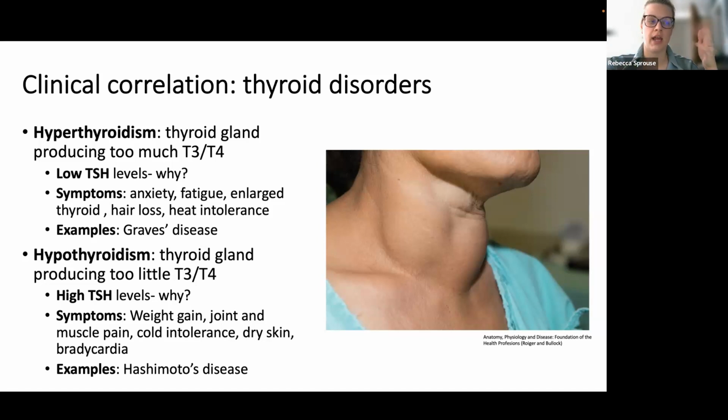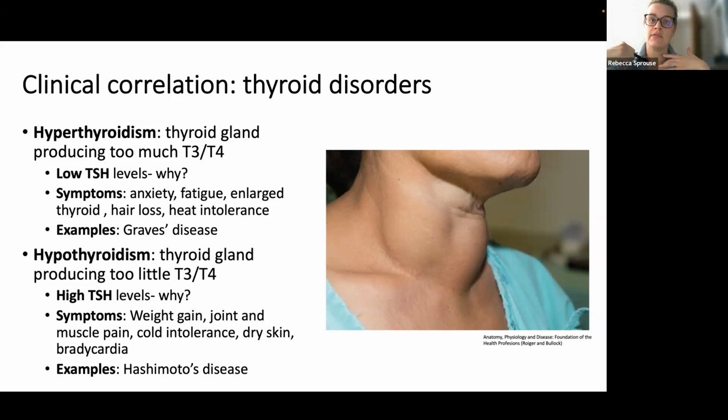Negative feedback, right? So if you're producing a lot of T3, T4 right here, there's no reason to keep stimulating the thyroid to keep releasing more, right? So your TSH is going to shut off. Really what that is though, is a disease of the thyroid gland itself. So it's its own problem. It's releasing too much T3, T4, whether or not there's a lot of TSH coming to it or not.